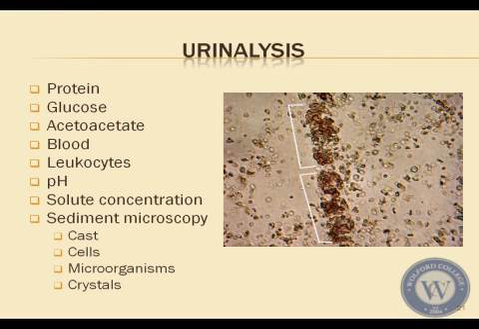Of course, we've talked about this before, so I'm going to go over this kind of lightly. Remember, urinalysis gives you a tremendous amount of information, including content of the urine, such as protein, glucose, acetoacetate, blood, leukocytes, pH, solute concentration, sediment microscopy, including casts and cells, microorganisms, and crystals. So all these things are very helpful. As you can see in this picture, this is a cast of red blood cells, which would indicate that the hemorrhaging taking place in this individual's urine must be taking place inside the tubules. This is more of a nephro-induced disease.